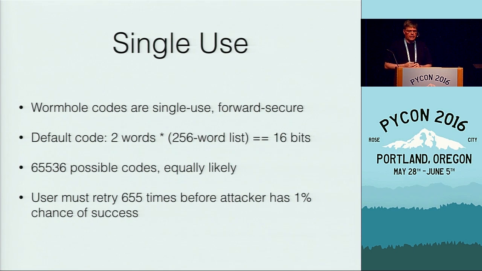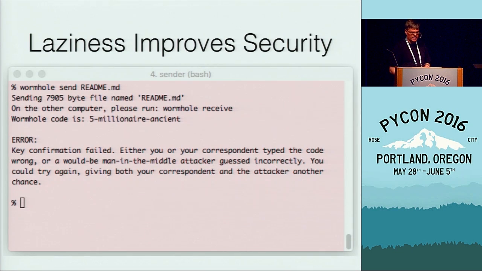And it has this really nice property here where each time an attacker tries to guess this and fails, the user sees the failure screen. So they see a message like this, where I've tried to send your file, something didn't go right, either you or your correspondent mistyped the code, or somebody tried to attack you and they lost. They guessed and they guessed wrong. You can try again. That's going to give both you and the attacker a second chance at this.